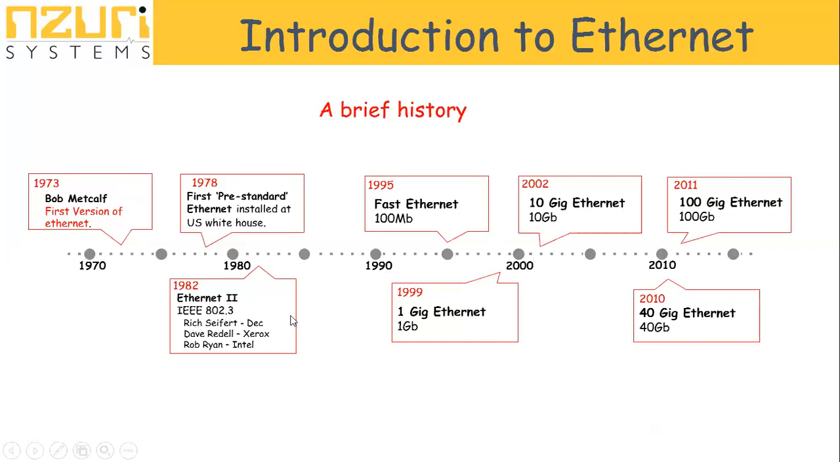Okay. Now, over the years, we have had various milestones. So realize in 1995, we had the fast Ethernet come up. We've had the gigabit Ethernet. We had 10 gigabit Ethernet in 2002. We've had the 40 gigabit Ethernet, and then we've had the 100 gigabit Ethernet.